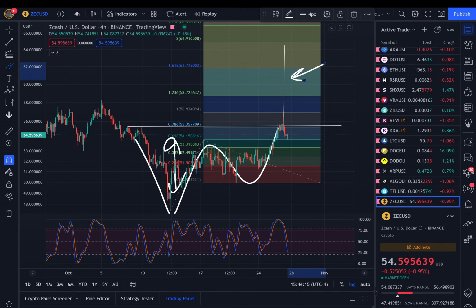This line right here is the height of this vertex right here, which gives you a target between the 1.618 and the 2 Fibonacci extension, which would conclude your wave 3. Then you get a wave 4 correction, and then you need one more leg up to complete your Elliott wave. And again, that last leg up can be expanded.